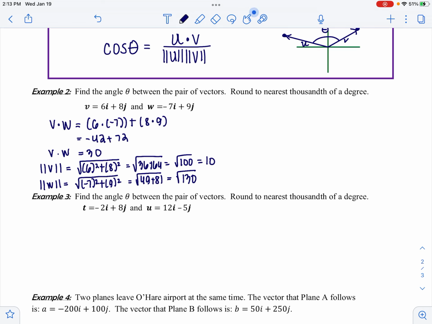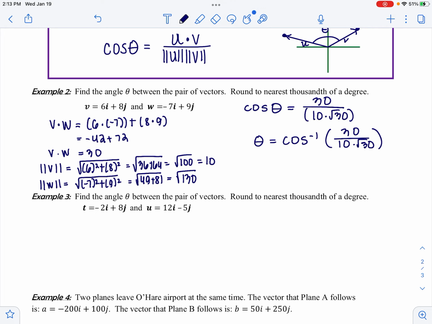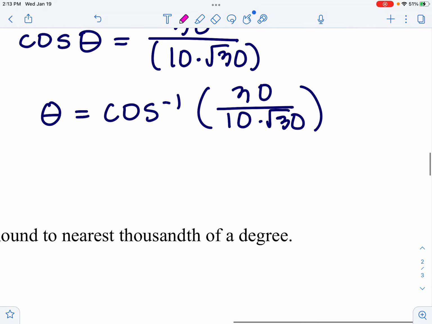All right, so now I have the 3 things I need. Now I'm going to write those in my equation. So cosine of theta is equal to the dot product, which is 30, divided by the 2 magnitudes multiplied, so 10 times root 130. Now I need to solve for theta, so I'm going to use cosine inverse: cosine inverse of 30 over 10 times root 130.